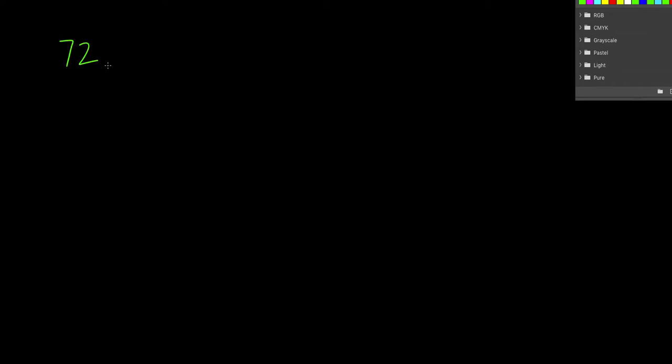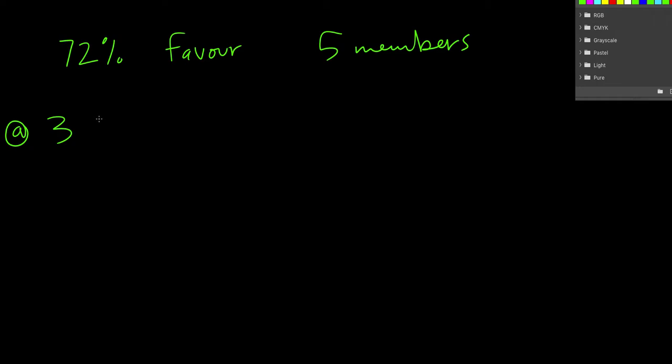Okay, so we have 72% of union members are in favor of a certain change to their conditions of employment. So these are in favor. A random sample of 5 members is taken. Part A: find the probability that 3 members are in favor of the change. So if we randomly select 5 people, how confident are we that 3 are in favor? So this is exactly 3.